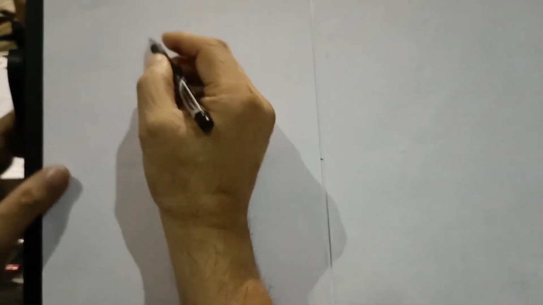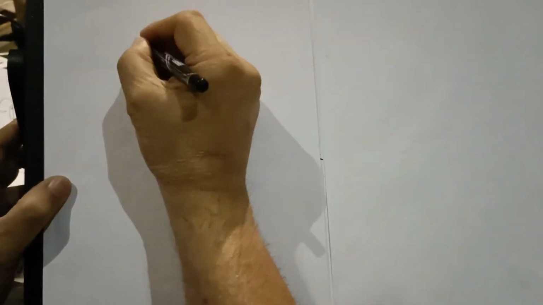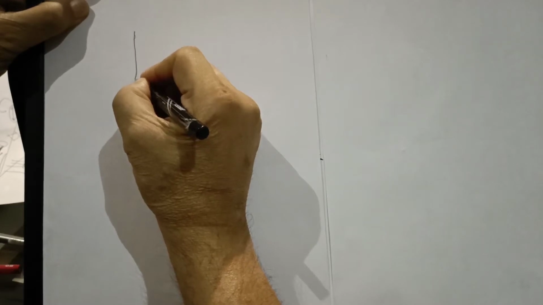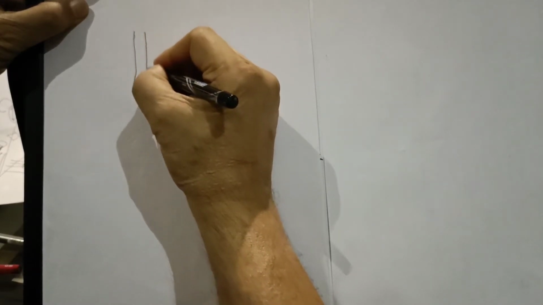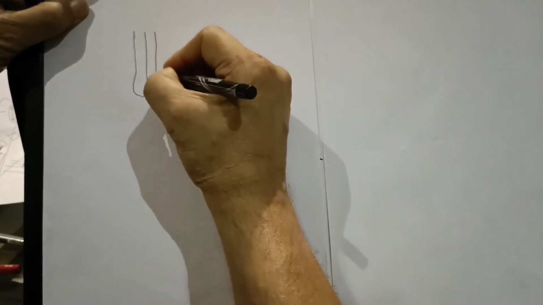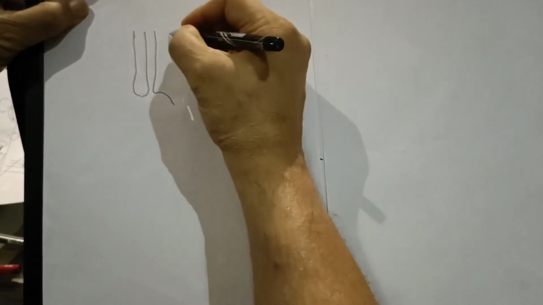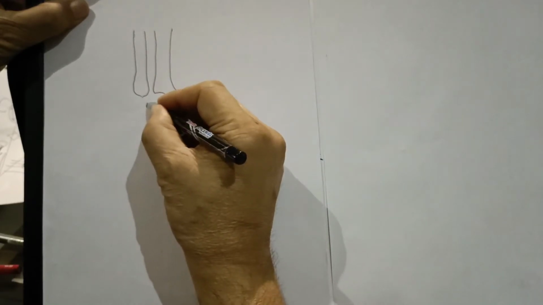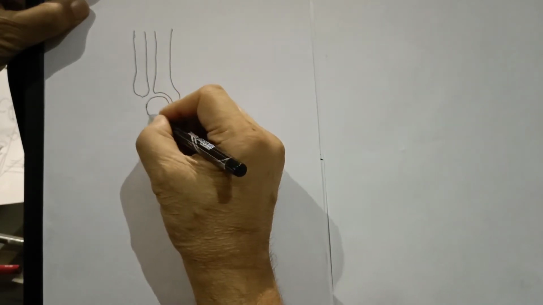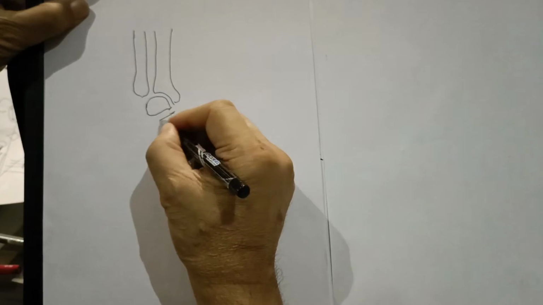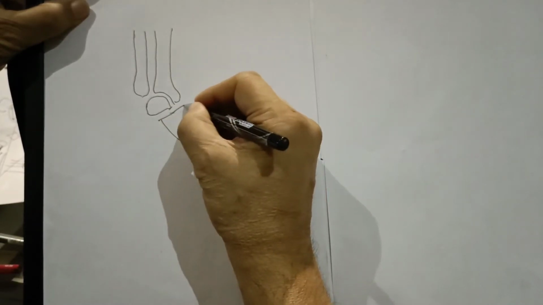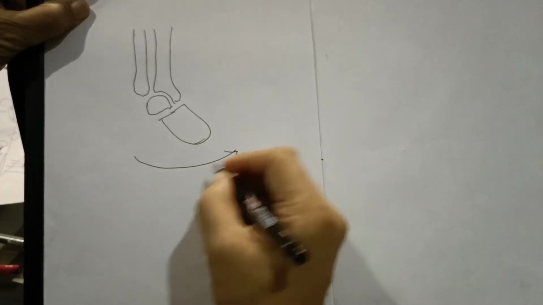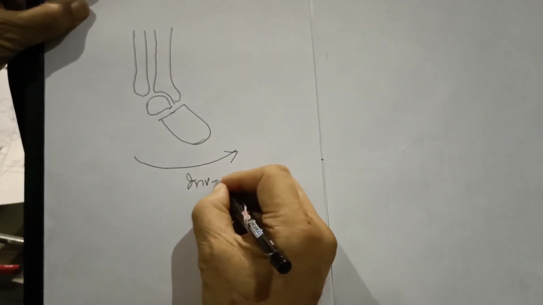Now we deal with inversion. So this is the fibula. Here you have the tibia. Here you have the talus. And here you have the calcaneum. And this is called inversion.